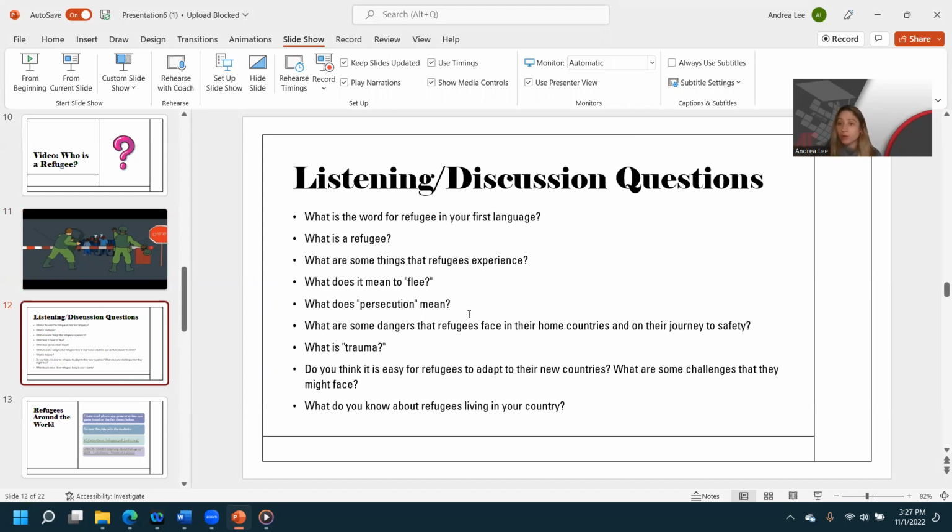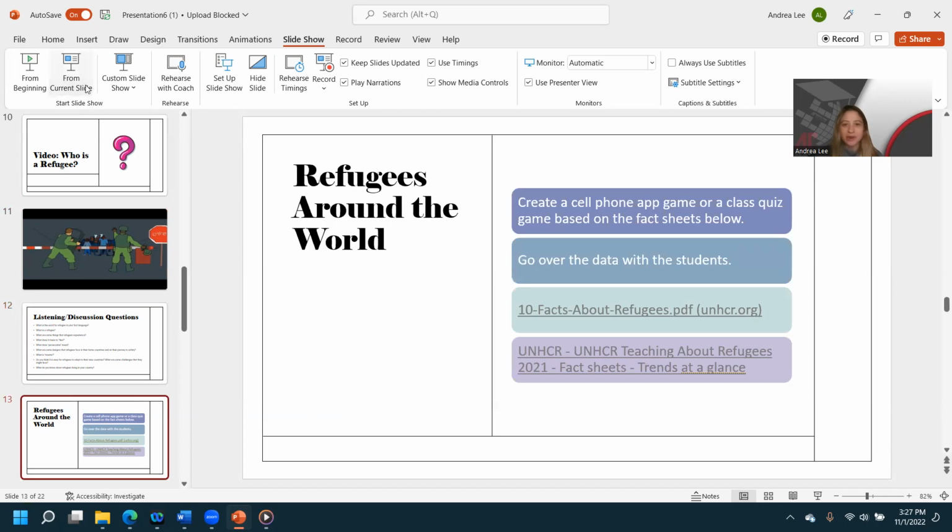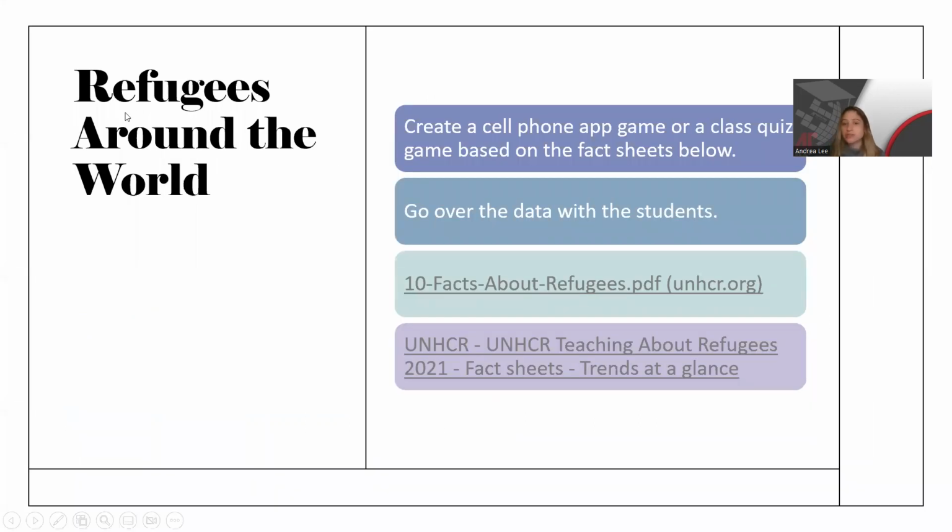But I would really encourage the students to discuss these in depth in their groups and then go over them together as a class. All right, on to the next slide right here. Refugees around the world. I would also give the students some information on key statistics related to refugees, but first, see what they already know or what they think the correct answers are.